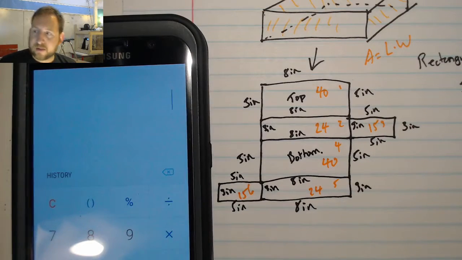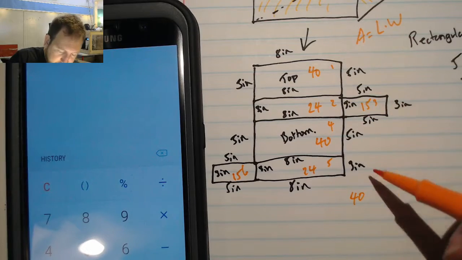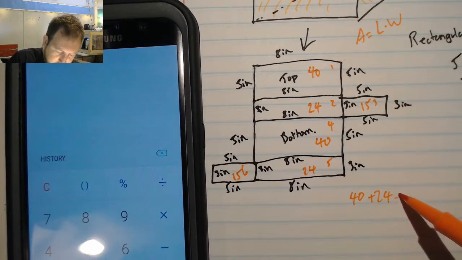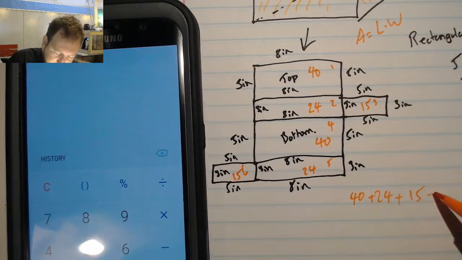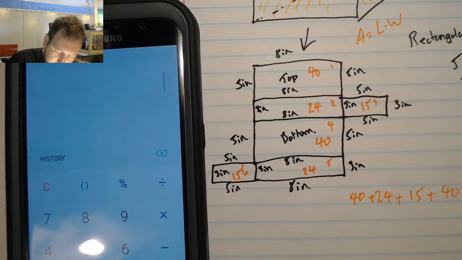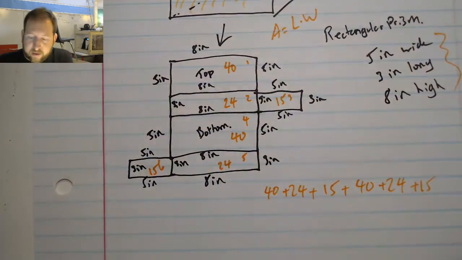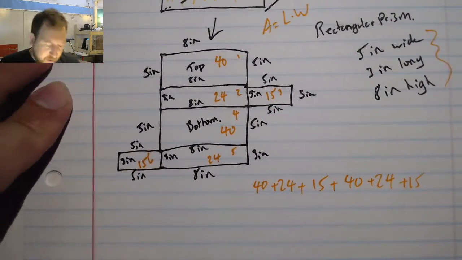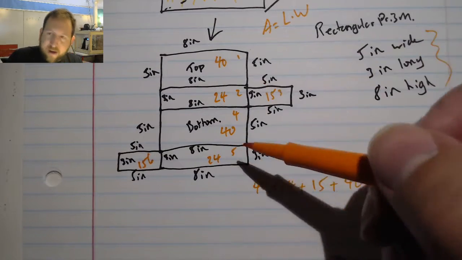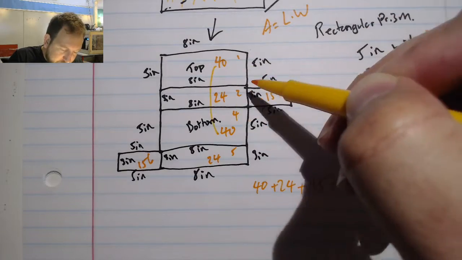Now what I'm going to do is add up all of the areas that I found. So I have 40 plus 24 plus 15 plus 40 plus 24 plus 15. Now, you'll probably notice, I guess I didn't need my calculator, huh? You'll probably notice here that there's a big pattern going on, that we have matching pairs of sides.